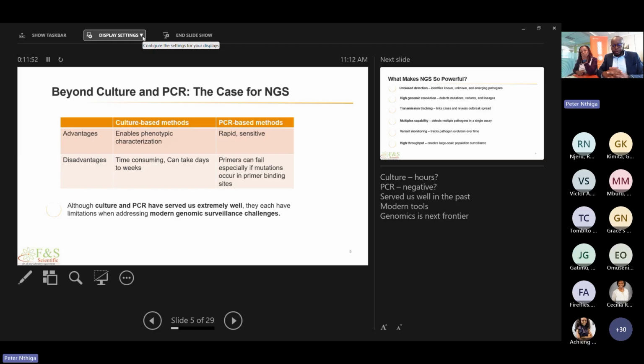PCR-based methods, we well know, are rapid and very sensitive. But we have situations where the primers can fail, especially if mutations occur in your primer binding sites. So what we're really saying here is these tools have really served us well, but in the current landscape of genomic challenges that we are facing, for example, during the recent SARS-CoV-2 pandemic, a timely solution really comes in handy to address, for example, an outbreak response.